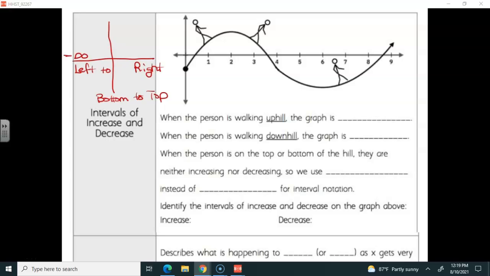And then as you move to the right, you go to positive infinity. And then from the bottom, we have negative infinity. And as we go up, we go to positive infinity. Okay, so if you always just remember, you start with a negative infinity, you don't have to worry about left to right, top, bottom to top. You can just go negative infinity. Okay? When you're dealing with interval of increase and decrease, we're dealing and looking at the x values only. So we're looking at how far we have traveled.